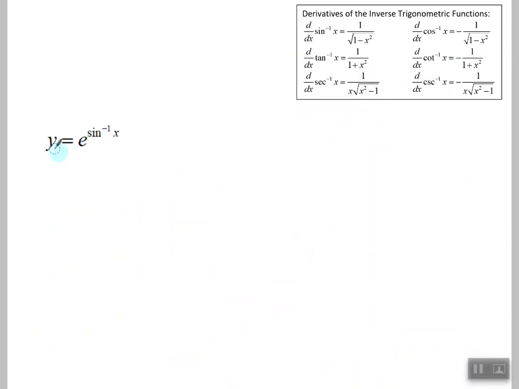How about the derivative of y equals e to the inverse sine of x? Now this time, the outside function is the exponential function. All of the exponent is our inside function, or our u. So let's simplify this by calling y e to the u, where u equals the inverse sine of x.